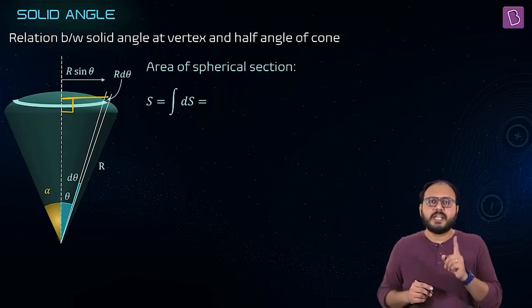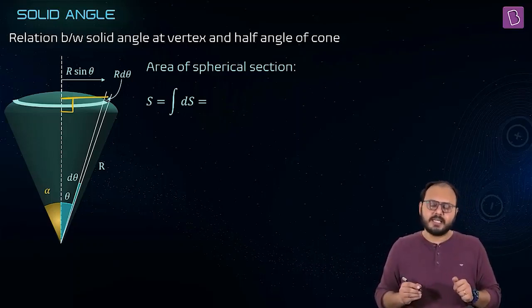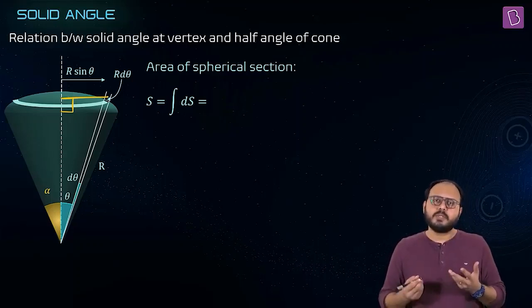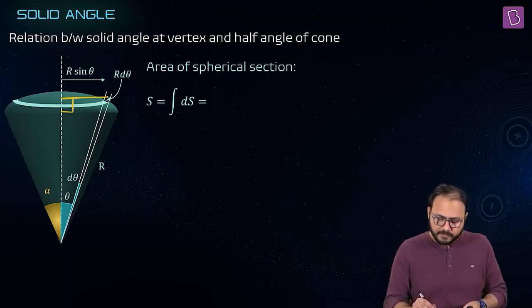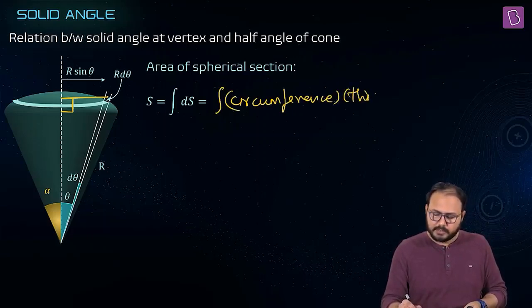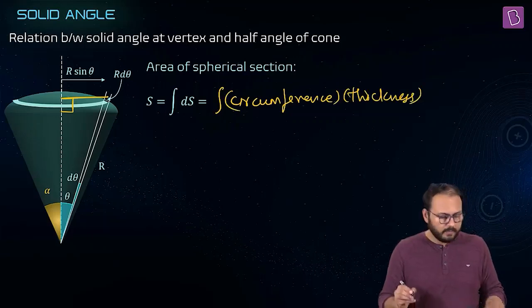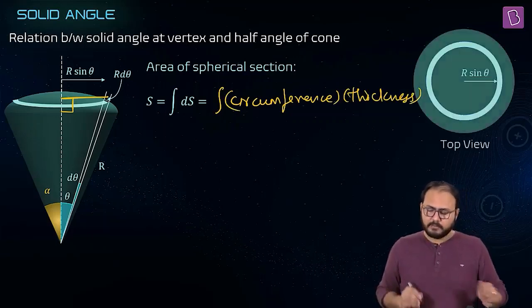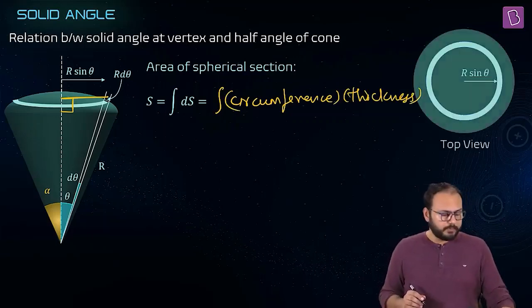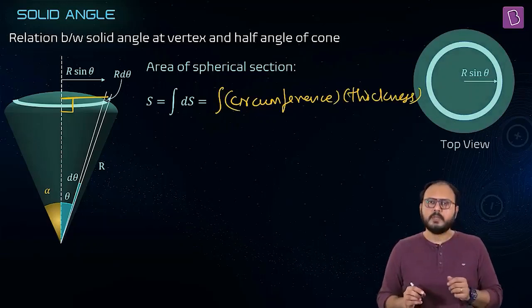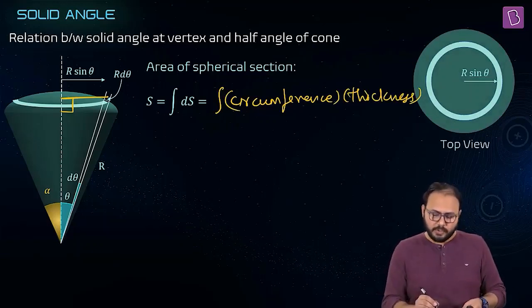But what's changing? The radii are changing. In this case, it's R sin theta, correct? But how do you find the area? Circumference into thickness, integral circumference into thickness. Do you get that part? And here is a top view for you. Any questions so far? No, not a problem.